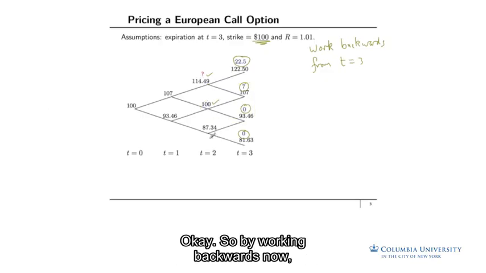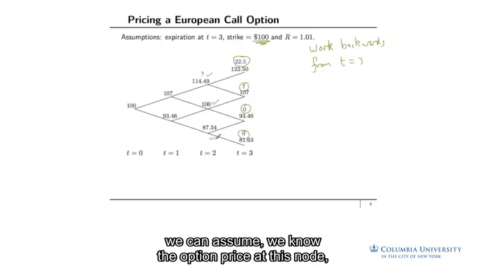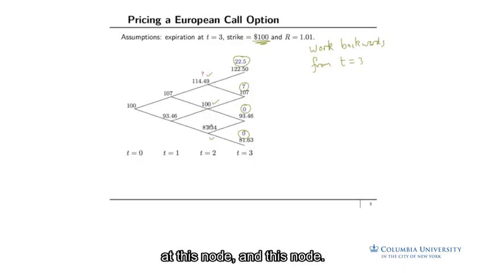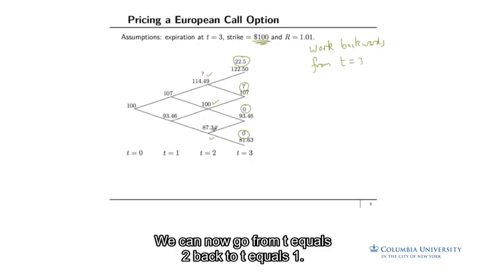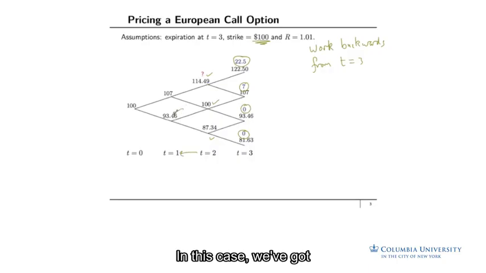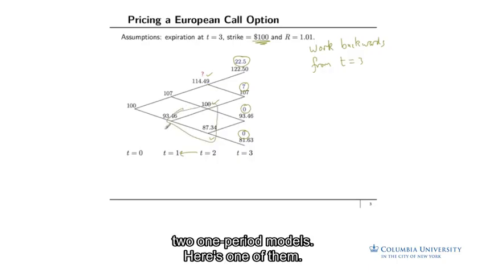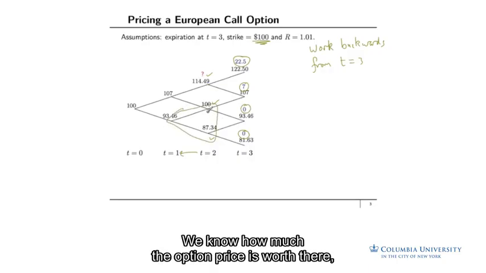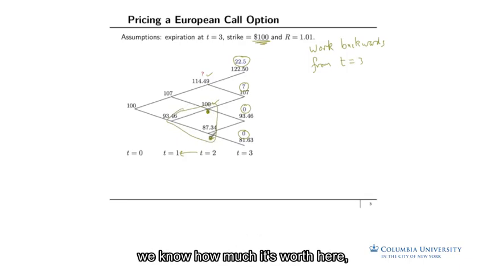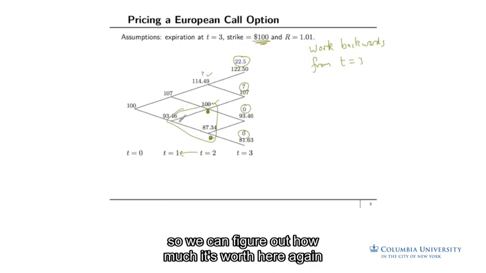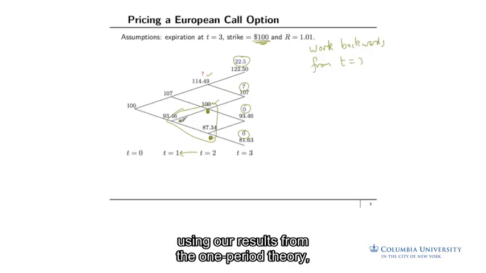Okay, so by working backwards now, we can assume we know the option price at this node, and this node. And now we can do the exact same thing. We can now go from t equals 2 back to t equals 1. In this case, we've got two one-period models. Here's one of them. We know how much the option price is worth there. We know how much it's worth here. So we can figure out how much it's worth here, again, using our results from the one-period theory.